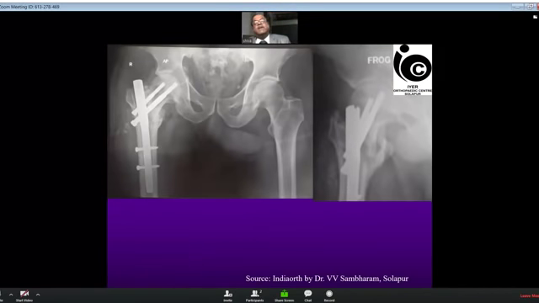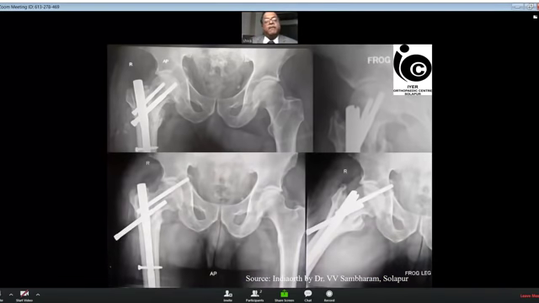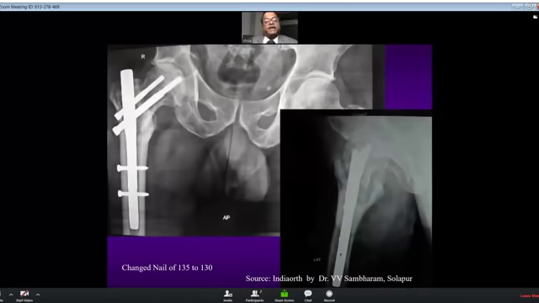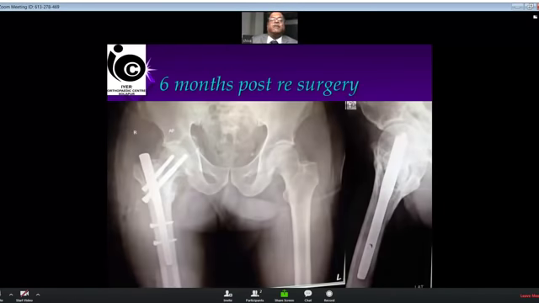This is another case which we have already discussed, idiopathic Z effect, where my friend Dr. Sambaram changed from 130 to 159. He also changed the nail and changed the direction of the screws. And luckily, this is the 6 months post-operative X-ray. The screws remained and the fracture united. There are only 2 X-rays I have got. So many people have shared with me the success and the failures, but only 2 people have shared the success.